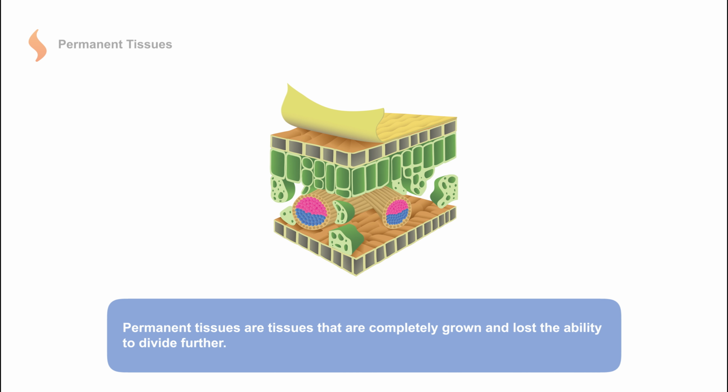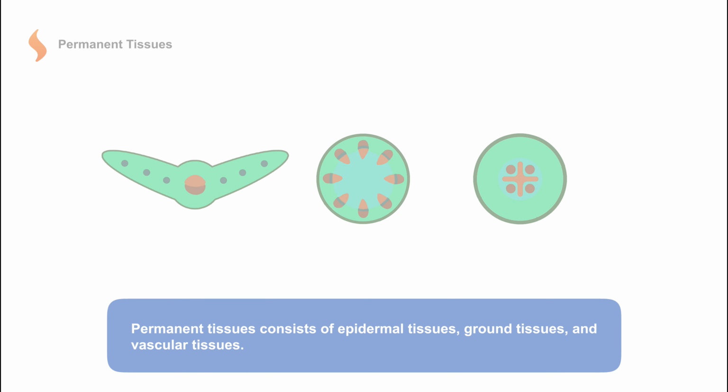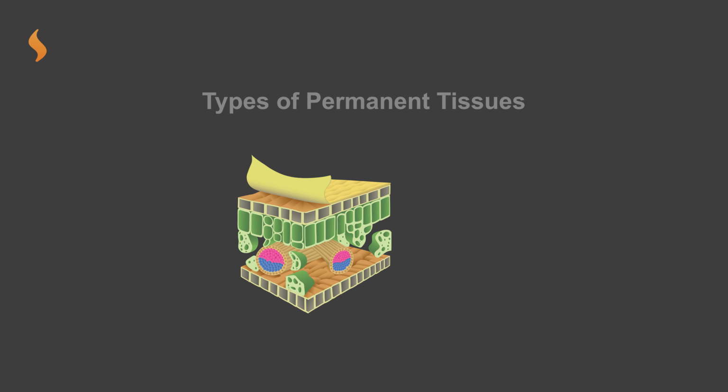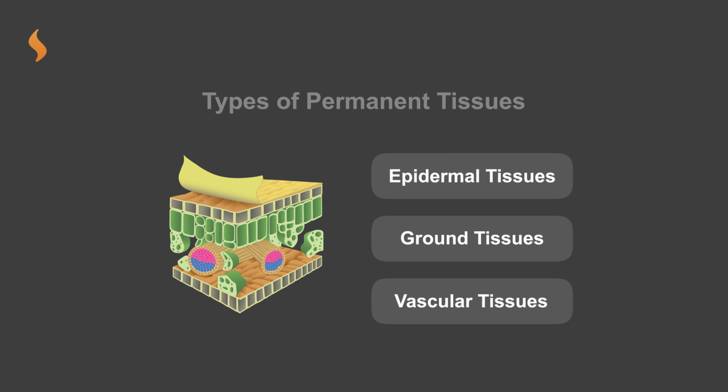Permanent tissues are tissues that are completely grown and have lost the ability to divide further. Permanent tissues in plants are located in the leaves, stem, and roots. Permanent tissues consist of epidermal tissues, ground tissues, and vascular tissues. Now we will further discuss the permanent tissues: epidermal tissues, ground tissues, and vascular tissues that are found in the plant. The first type of permanent tissue is the epidermal tissue.